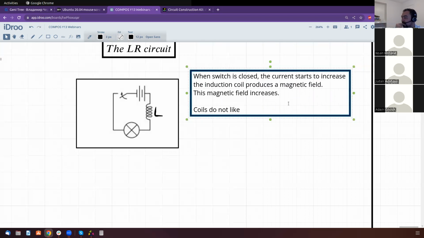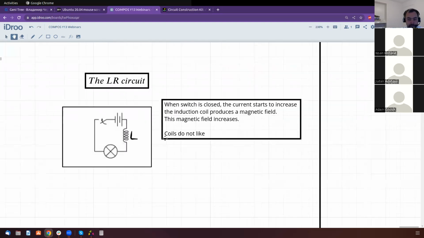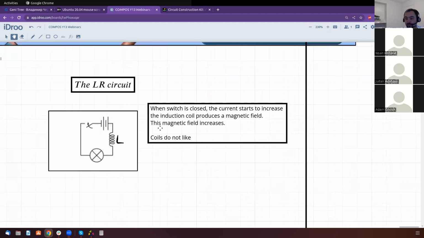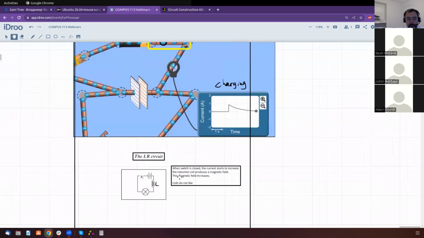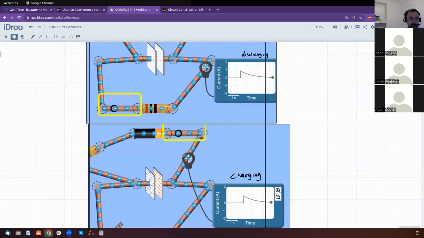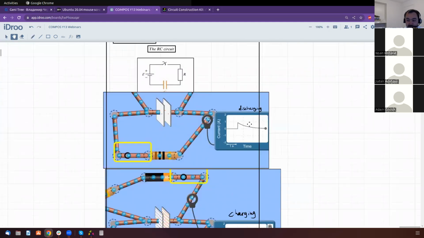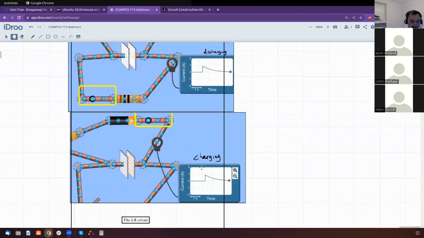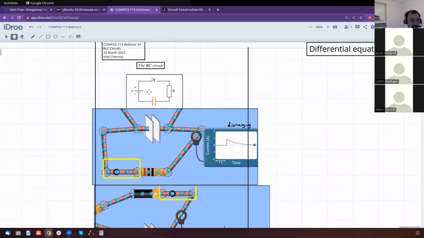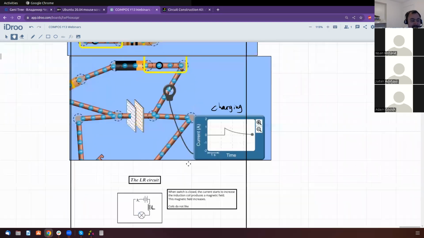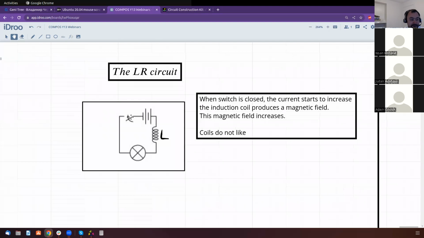All right, and I think Jasmine has joined. Jasmine, are you on board with everything so far? What did you miss? We were talking about the charging and discharging of a capacitor through a resistor. So this is the discharging of a capacitor. This is the current time graph. And this is the charging, which is the same graph, just charging a capacitor. So far, we've discussed charging and discharging capacitors. And now we're talking about the LR circuit, something you're unfamiliar with.